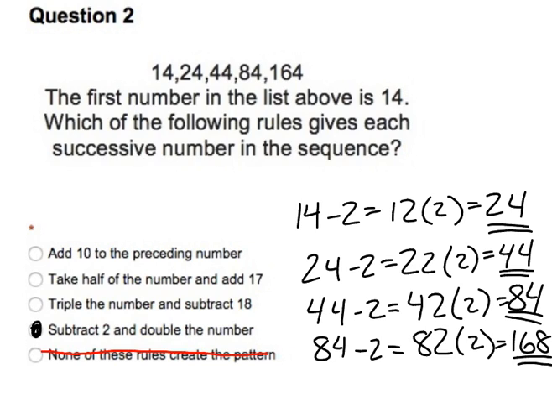So what does work is subtract 2 and double the number. I try that each time. It works. 24 to 44 actually works for the first time. It works the rest of the way. I want to check all of those out if I have the time. Also, I'd like to note that it says for the fifth option, none of these rules create the pattern. What are the odds of that happening? Not very good. If you see an answer that says none of the above, no solution, very rarely is that the correct answer. It can be, but it's the last thing to consider.